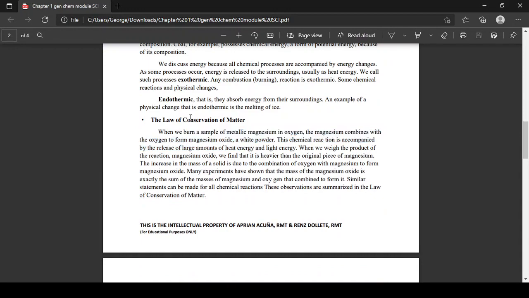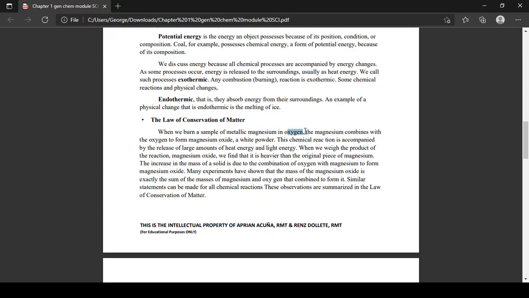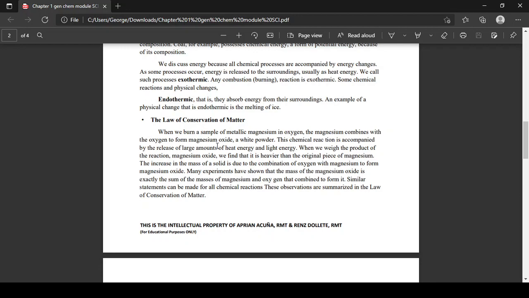Let me explain first so that you get the law of conservation of matter. Kids, one by one. Magnesium, again, is an element in our periodic table. It combines with what? Oxygen, to form magnesium oxide. Kids, in magnesium oxide there is a chemical reaction accompanying it, releasing an amount of heat energy and light energy. They weighed the product, magnesium oxide, and compared it to the original piece of magnesium. Magnesium oxide is heavier than magnesium alone.